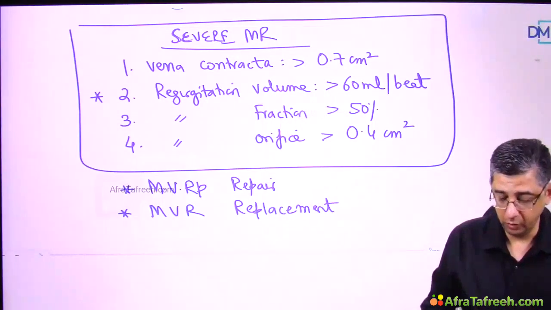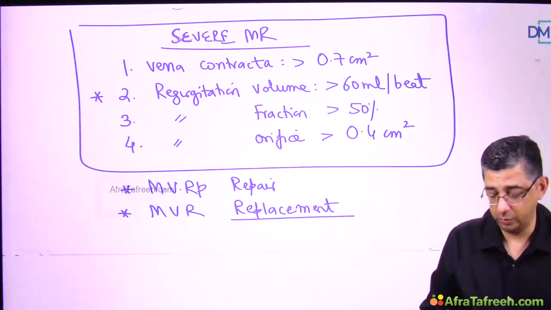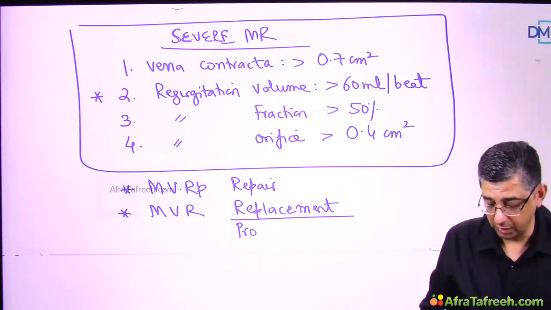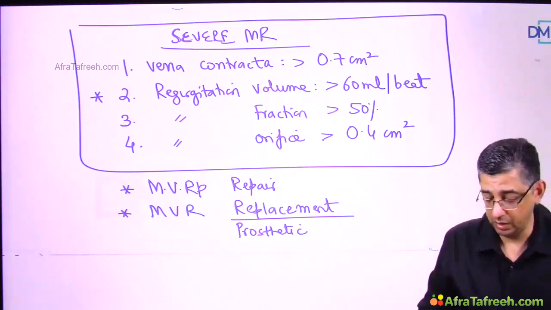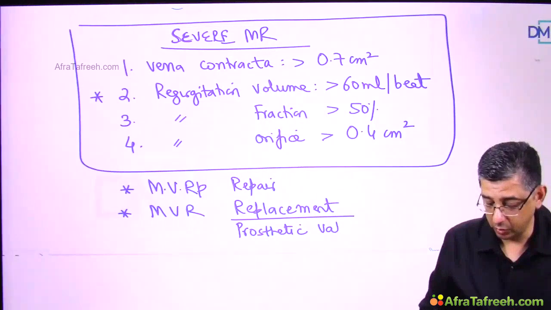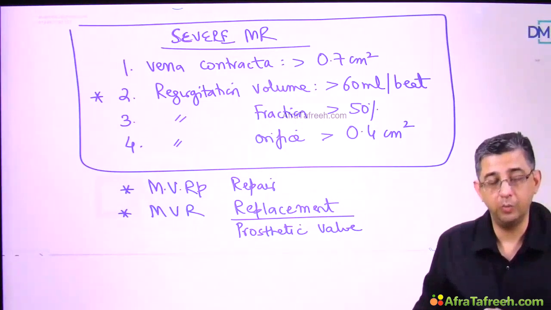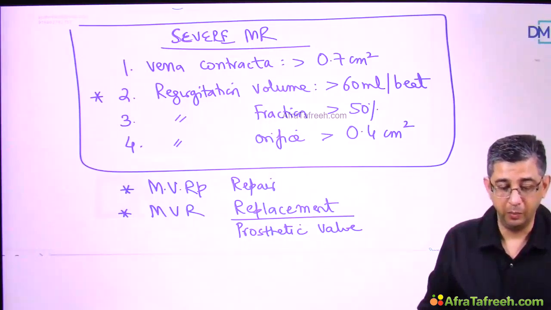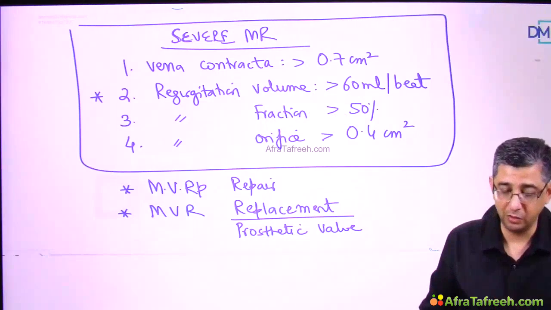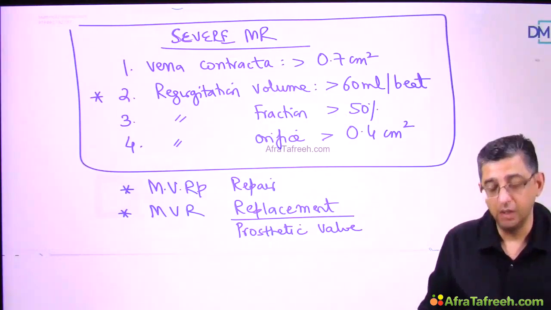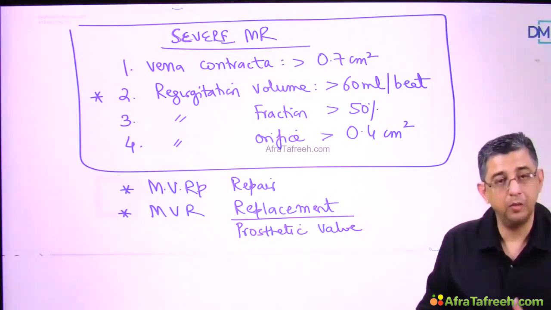Why? Because if you go in for replacement, you will have to put in a prosthetic valve. The prosthetic valve that will be put can be either a metallic valve or it could be made up of biological material, and prosthetic valves have their own complications. Like if you put the person on a metallic valve, then he might require lifelong anticoagulation. There could be aspects of warfarin toxicity. Therefore, they don't recommend replacement.